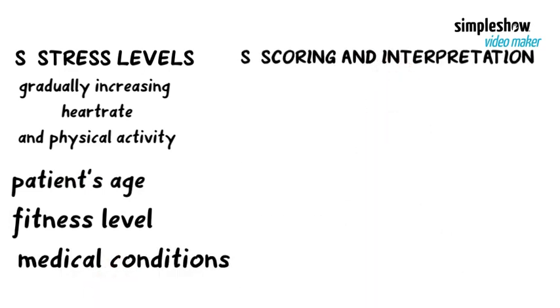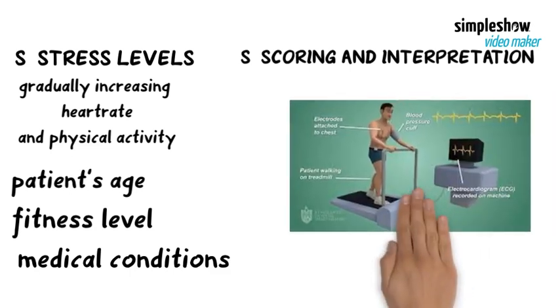S. Scoring and interpretation. The stress test results are interpreted by analyzing the patient's symptoms, ECG changes, blood pressure response, and exercise capacity. The overall performance is scored to determine the presence and severity of coronary artery disease or other cardiac abnormalities.